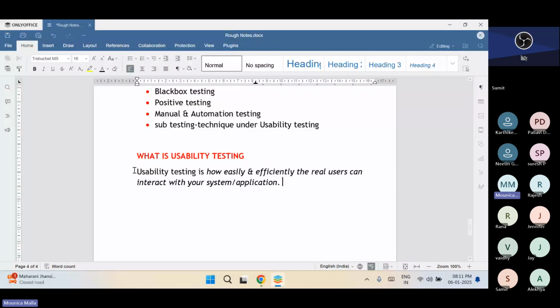Efficiency is another factor. Efficiency means the success rate of people completing the task on your website, such as if I'm able to book a movie ticket, I'm successful because I'm able to book a movie ticket. That's the efficiency I can say. And how soon I can book a movie ticket can also be interpreted as efficiency.